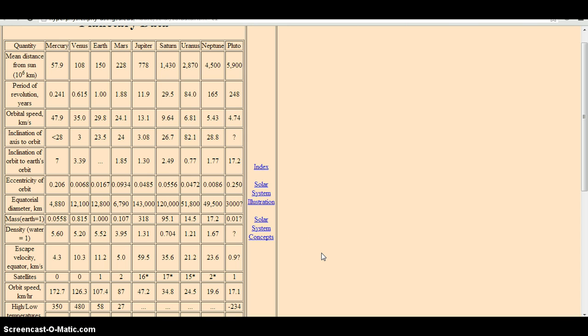The solar system data was retrieved from this website. The distances from the sun were taken from here, and the orbital speeds from here, as well as the masses in relation to Earth.